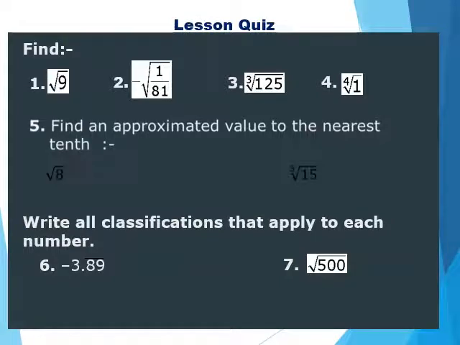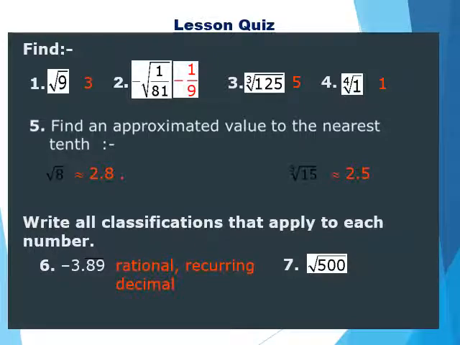The result of number 1 equals 3. Number 2, negative 1 over 9. Number 3, 5. Number 4, 1. The result of question number 5: 2.8 and 2.5. The result of question 6: rational, recurring decimal. The result of question number 7: irrational number.